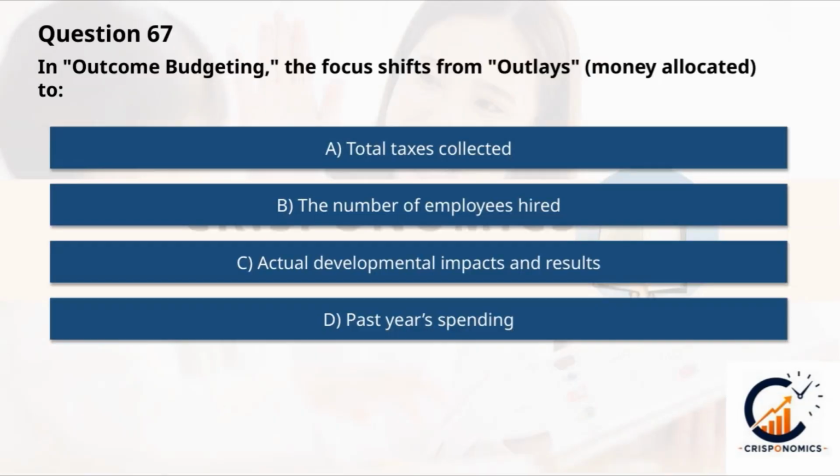In outcome budgeting, we shift our focus away from just the money allocated, the outlays, and instead look at what really matters. That means paying attention to the total taxes collected, the number of employees hired, and most importantly, the actual developmental impacts and results. It's about measuring the real-world outcomes, not just the spending. This approach helps us understand if the resources invested are making a meaningful difference.